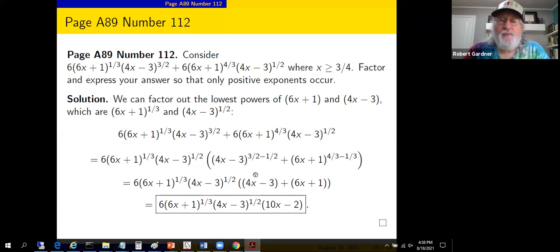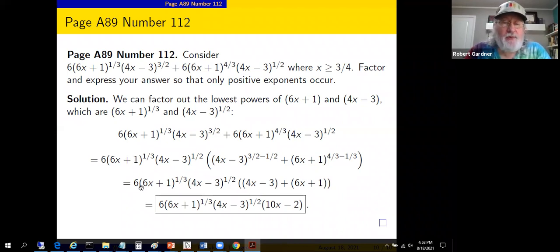Over here, we took the 6 out. We took the 4x minus 3 to 1/2 out. So we took the 6 and all of this and some of that. How much? 6x plus 1 to the 1/3. So we'll have 6x plus 1 to the 4/3 minus 1/3. Subtract those exponents and factoring like that, we get that much left. 4/3 minus 1/3 is also 1.